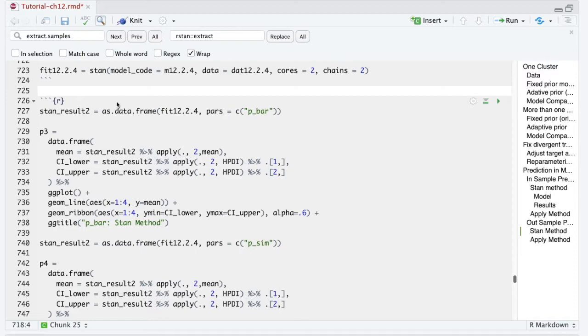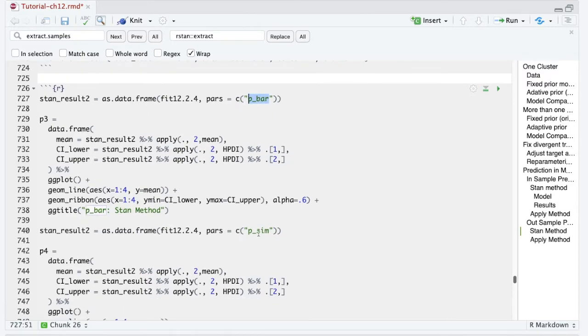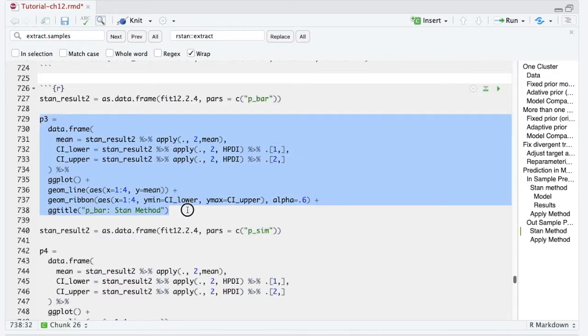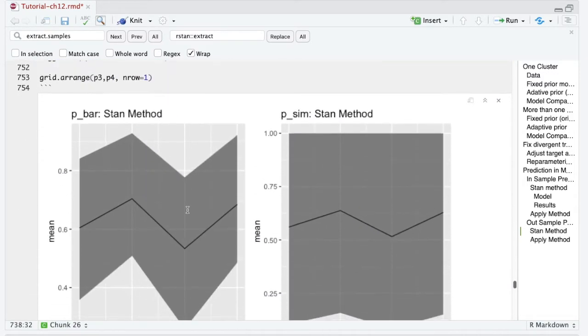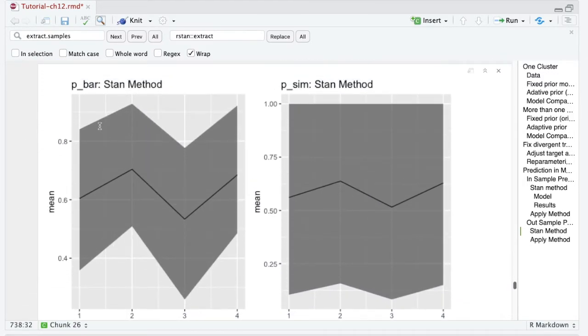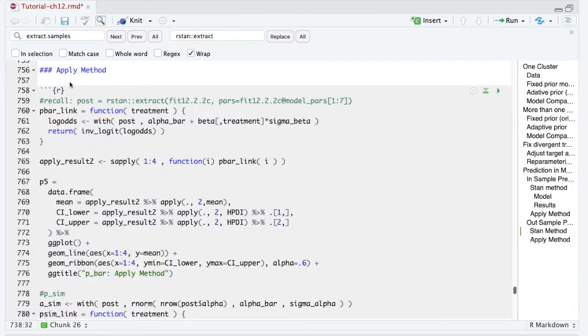So again, we can use the as.data.frame function and extract p bar and p sim, and then put them into the same code we've been using from the beginning of this semester, and you will get the two results. The p bar has a narrower interval, while p sim has wider intervals, because p sim takes the variation of sigma alpha into consideration as well.